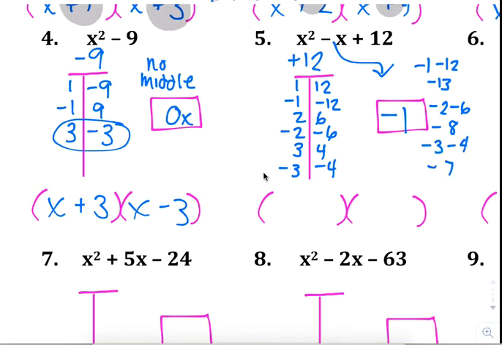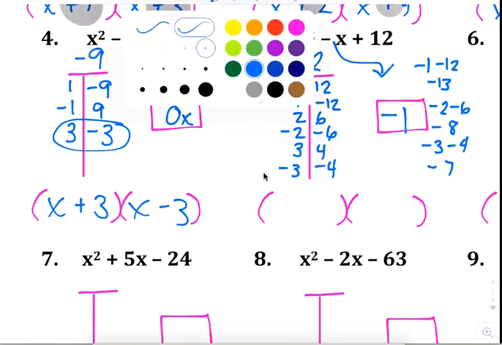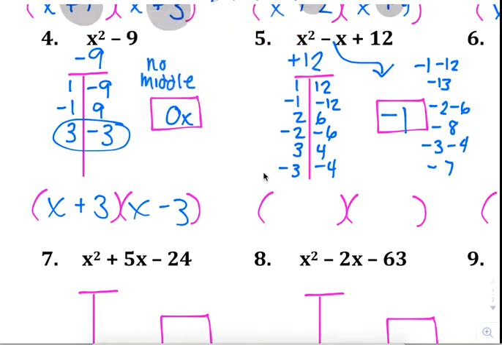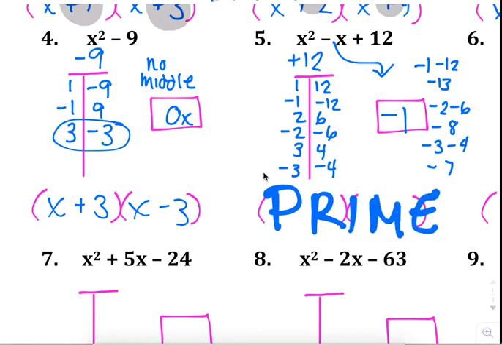So if none of those work, here's what we're going to write. I'm going to scratch off these parentheses and I'm going to write this word again, prime. I cannot break this apart with multiplication. That answer is prime. Okay? If it was a negative 12, we could work it out. But in this case, it's not going to be. Let's go ahead and try number 6.